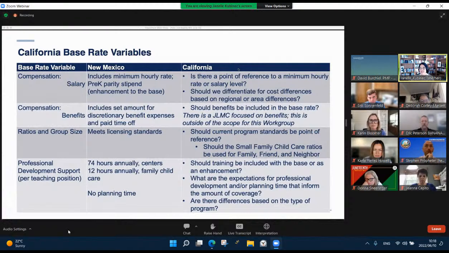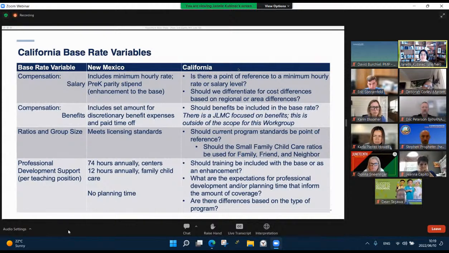What we're trying to do is remind us that New Mexico is a point of reference for each of these. And then we've put out a few questions that we think will help us try to identify what may be the options or directions that California could take with regard to each of these variables.